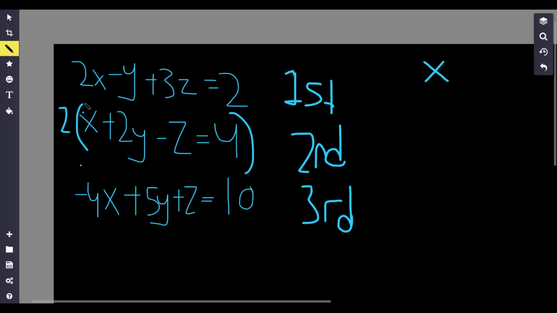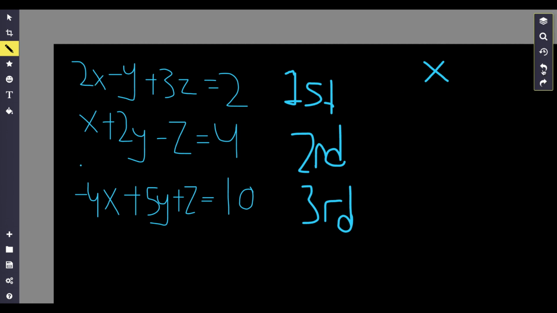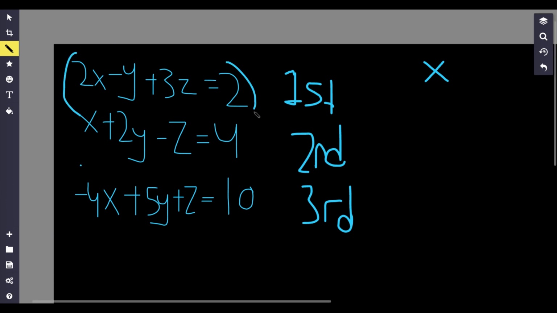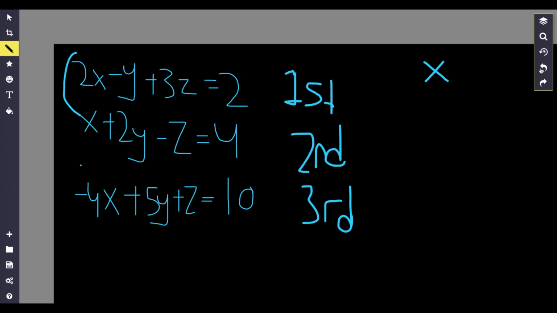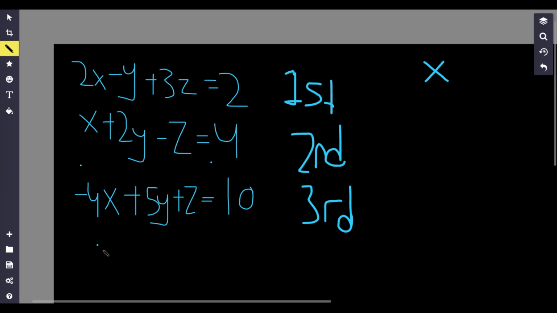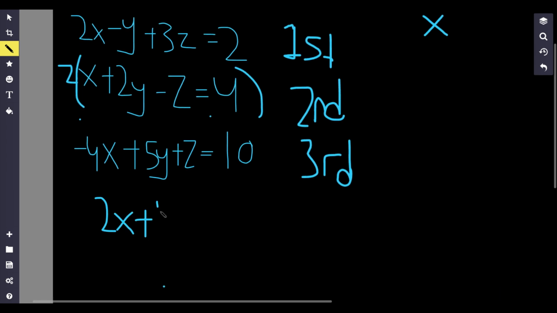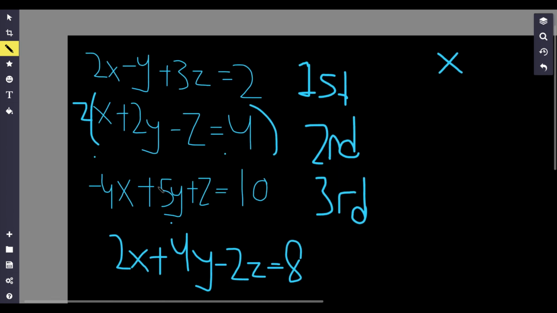And I could just subtract the top and the bottom equations. If I want to eliminate the x from the first equation and the third equation, well, all I have to do is multiply the top equation by 2, so that I get 4x, and 4x plus negative 4x gives us 0x, so the x is eliminated there. So you'll notice the plan for this problem is pretty simple. In this case, I'm just going to multiply the second equation by 2, so I get 2x plus 4y minus 2z is equal to 8.